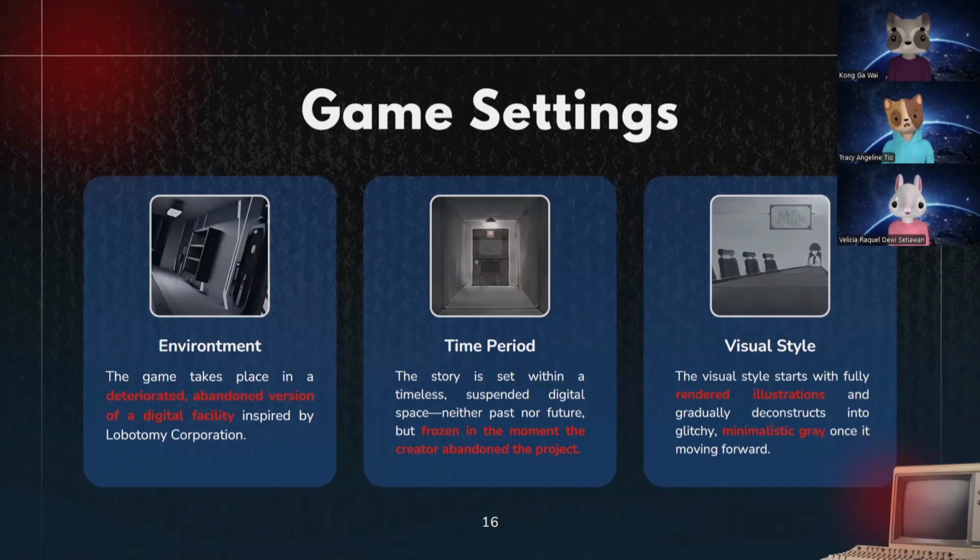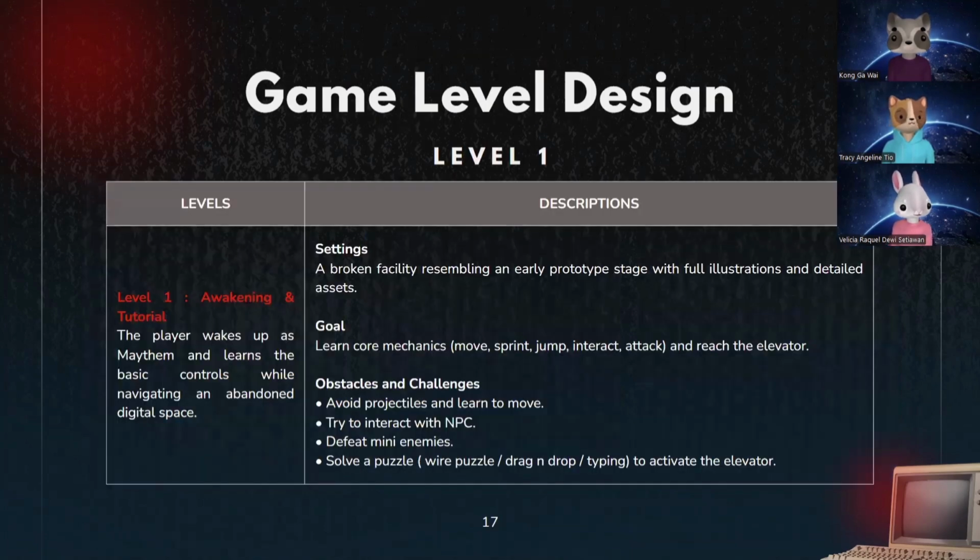The visual style starts with fully rendered illustration that will gradually deteriorate into glitchy, minimalistic gray as the player moves forward. For the level design, level 1, awakening and tutorial. The player wakes up as Mayhem and learns the basic controls while navigating the abandoned space. The setting is a broken facility resembling an early prototype stage with full illustration and detailed assets. The goal is to learn the mechanics, basically the tutorial, and reach the elevator going down.